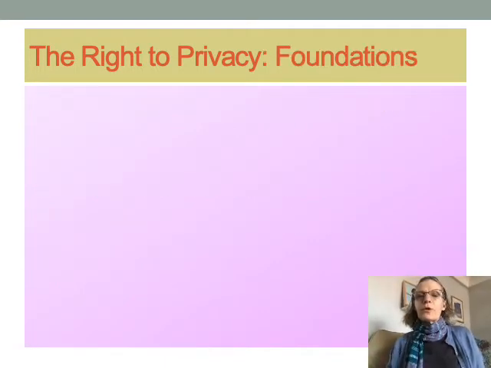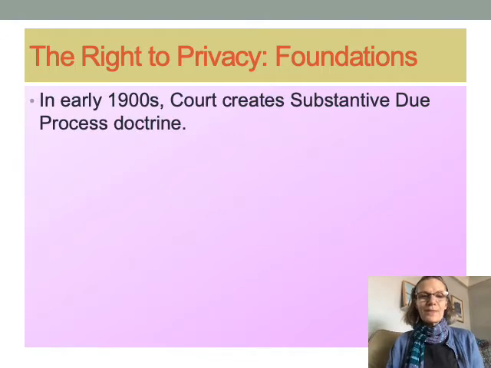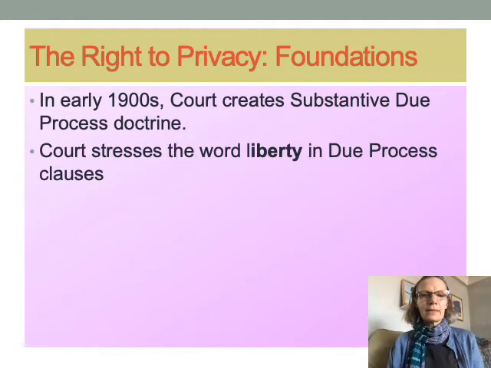So in the textbook, you're going to be reading about the substantive due process doctrine, okay? And it's a substantive due process doctrine that is the doctrine that's used to establish not just the right to privacy, but other rights as well, rights that are not explicitly stated in the Constitution. And so in the textbook, you'll read that in the early 1900s, the court creates this thing called the substantive due process doctrine.